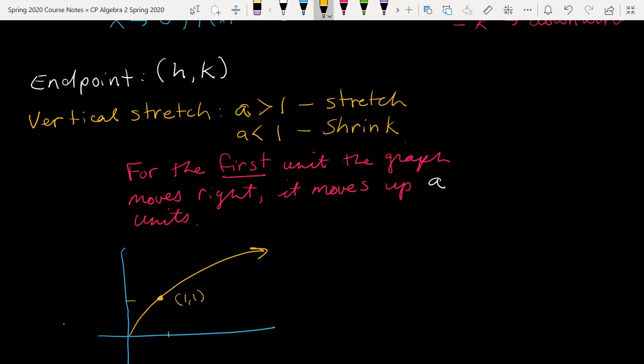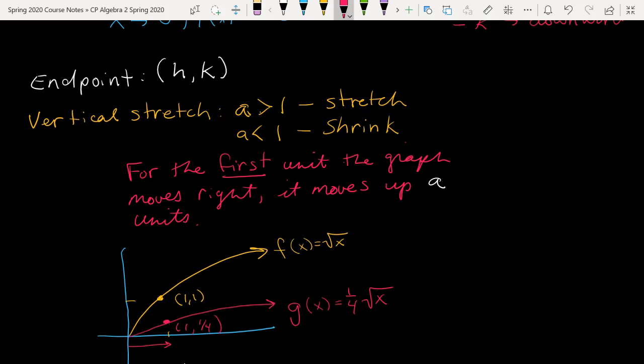Let's say this is our parent function, and we're interested in graphing a new function, g of x equals 1/4 the square root of x. Well, all this means is that we've changed the a value from 1 to 1/4, which means for this first unit that we've moved to the right, we're not moving a full unit up anymore, we're moving 1/4 of that distance. So when we draw this curve, it's now going to run through the point 1, 1/4.